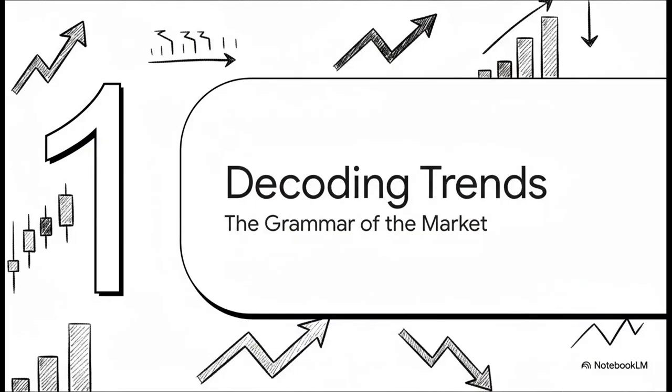Okay, let's start with the absolute basics, the foundational grammar of the market. I don't care what time frame you're looking at. Every single market exists in one of three simple phases. And understanding these is completely non-negotiable.